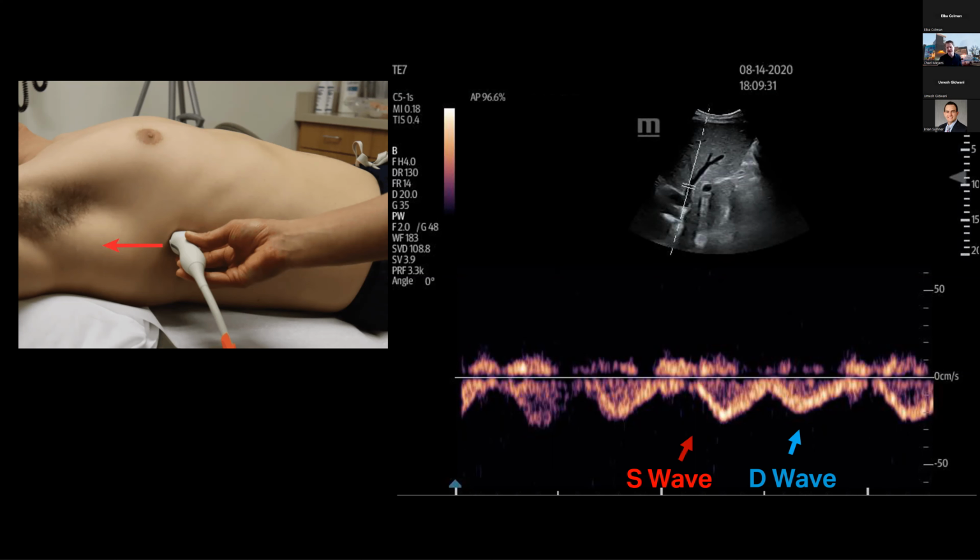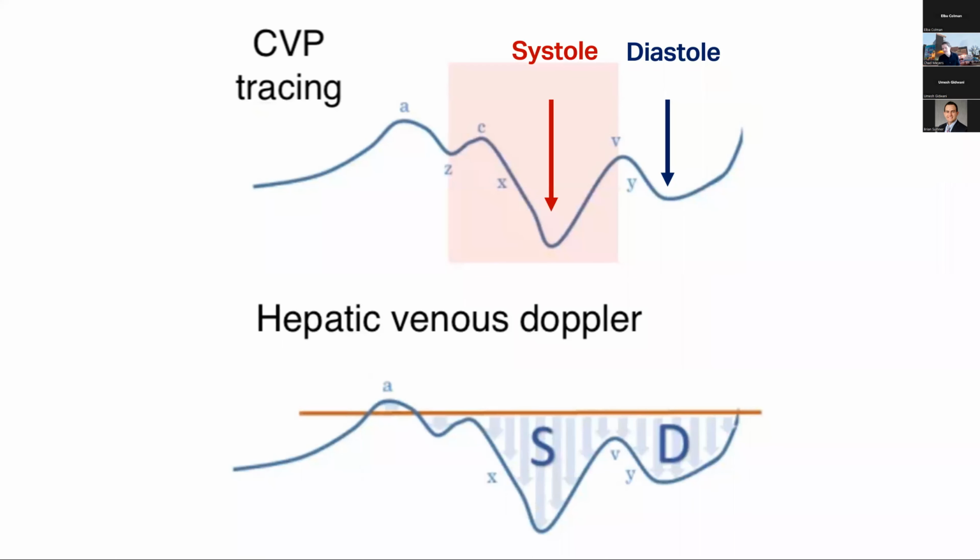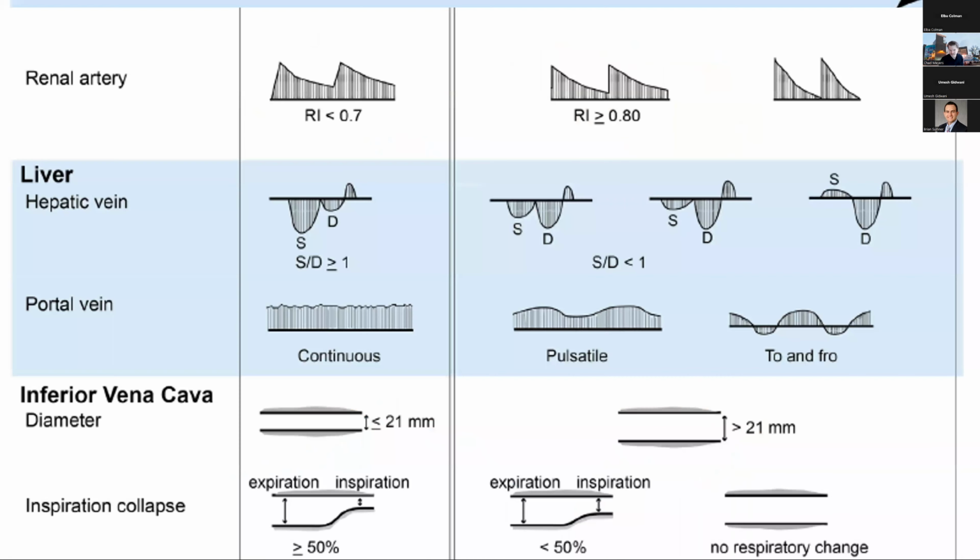And we'll see this characteristic flow pattern. It may look familiar to some of you in the sense that it's actually almost identical to the CVP. So it's going to have 3 main components, our atrial wave, and then a systolic and diastolic wave. And as our right atrial pressure goes up, the relationship between our systolic and diastolic wave is going to change. Our systolic wave is gradually going to diminish and then reverse in severe right atrial pressure elevation.